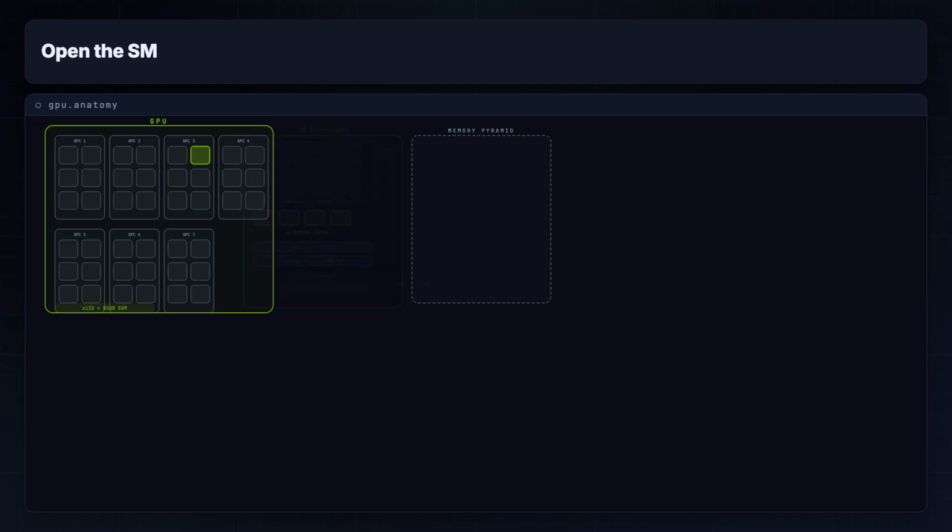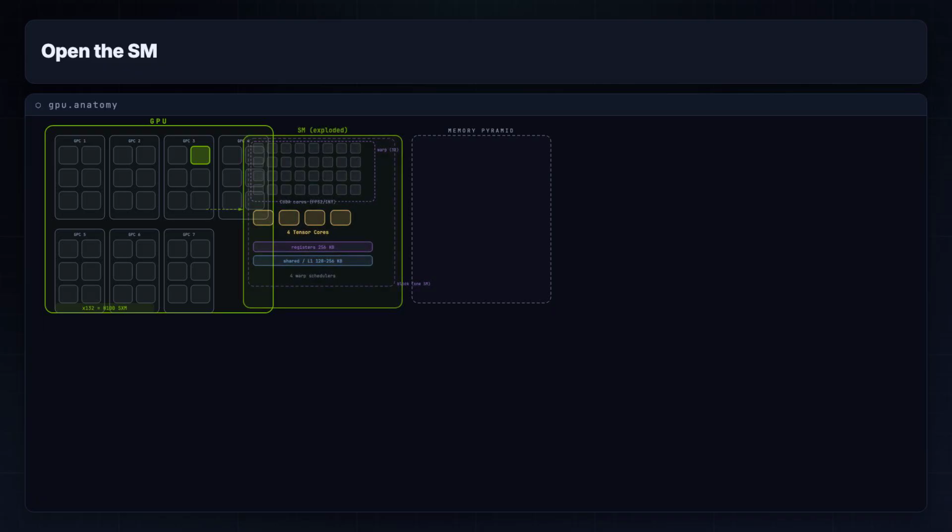Open the SM. Inside, a grid of CUDA cores, 4 tensor cores, gold because that is where the matrix multiply flops come from. A register file and shared memory. Now overlay the software hierarchy. A warp of 32 threads runs across the cores in lockstep. A block sits on this one SM. A grid is all the blocks.